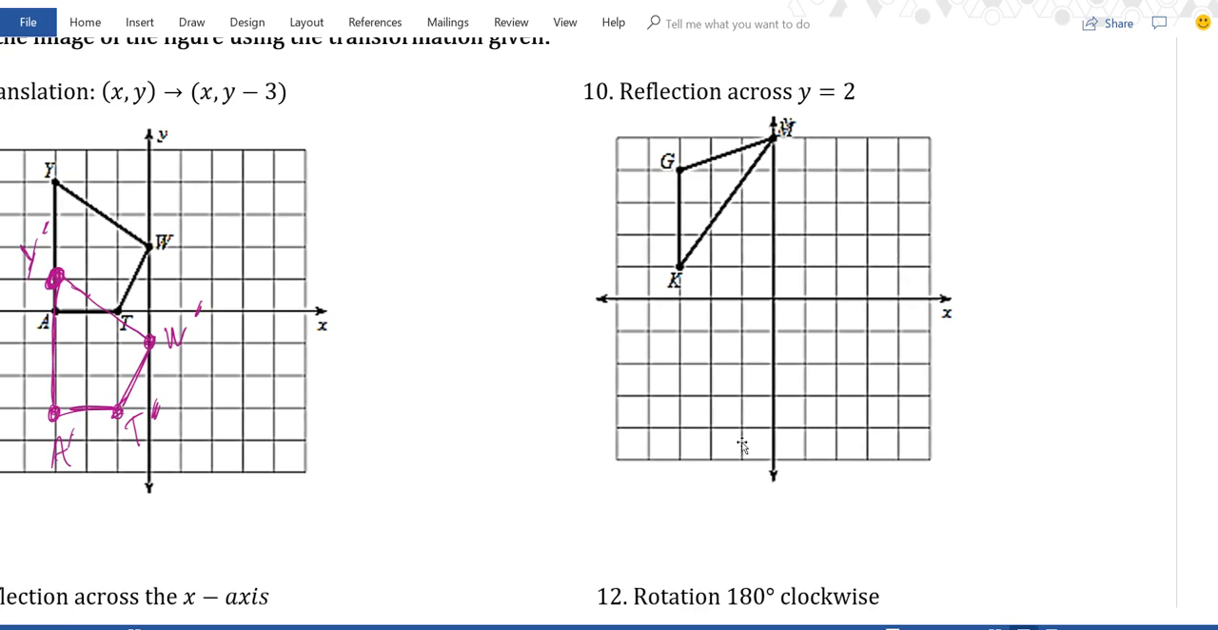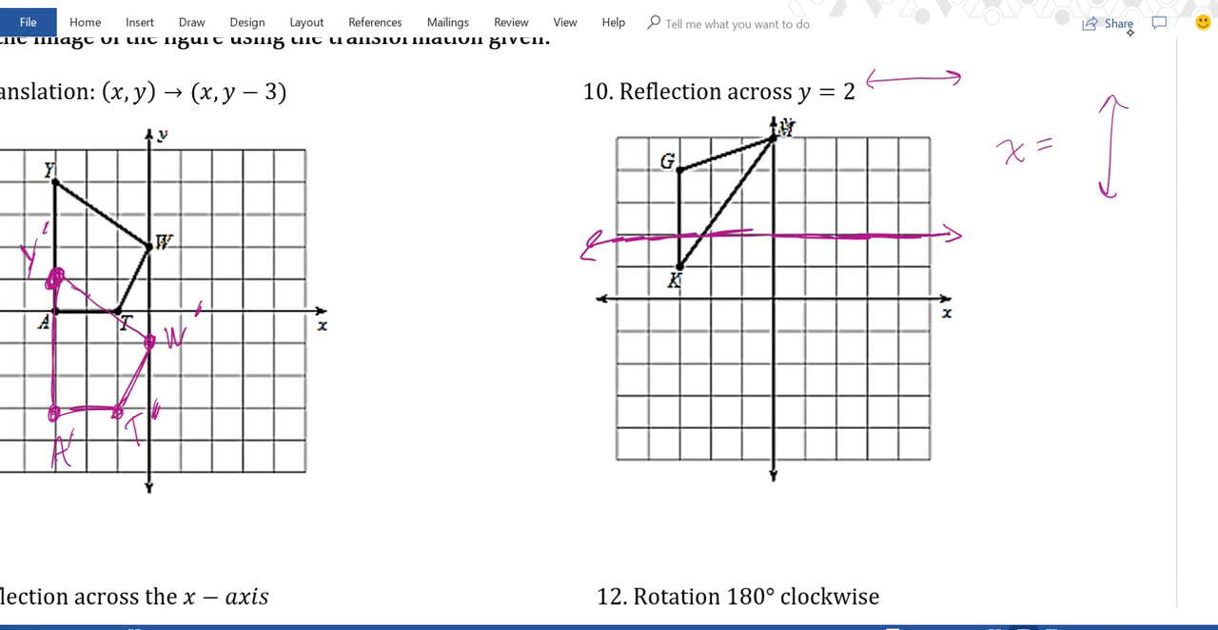Okay, reflection across y is equal to 2. Well, y equals is going to be our horizontal line, whereas if we had x equals some number, then it would be a vertical line. So again, refreshing that vocabulary. So if I go to y is equal to 2, that would be this here for my line of reflection, my line of symmetry, or whichever synonymous term you prefer.